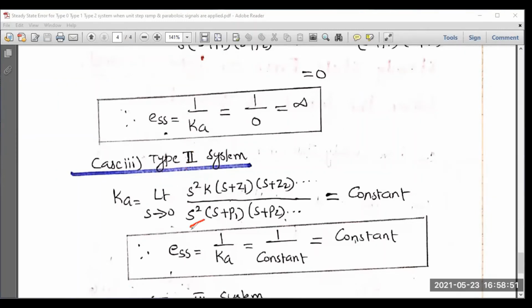Here you have to mention s square. Now what is a speciality? How can I simplify? Here s square and s square will be getting cancelled. That means I'll be getting the constant value. Whenever I'm going to apply the limit s tends to 0, I'll be getting the constant term.